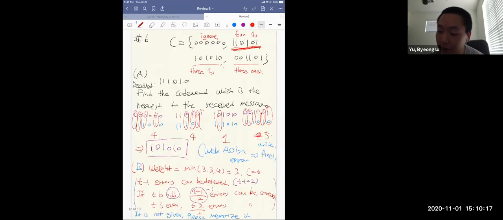So here there are three non-zero code words: 110101, 101010, and 001101. This one, 110101, has 4 ones, and the other ones, 101010 and 001101, have 3 ones, right? So 3 is the minimum between 4 and 3, right? So that's why the weight of the whole code C is 3. Does it make sense, Karen? Great.